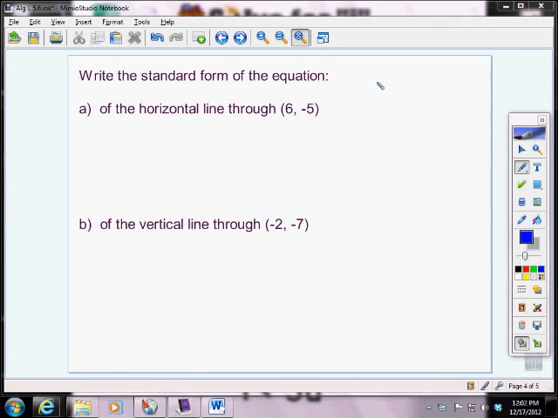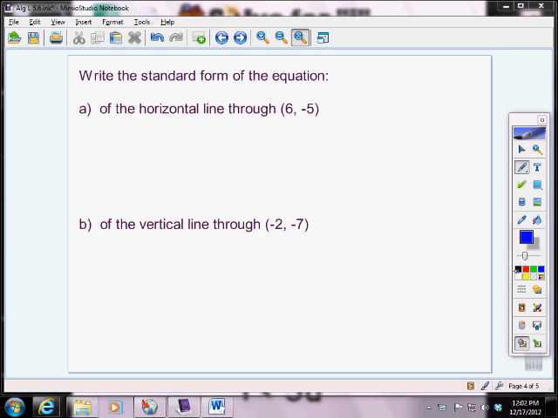Sometimes it can be a little tricky to write equations for horizontal and vertical lines, especially now that we're asking you to write in standard form. So let's look at the first example here. It wants us to write the standard form of the equation of a horizontal line through 6, -5.